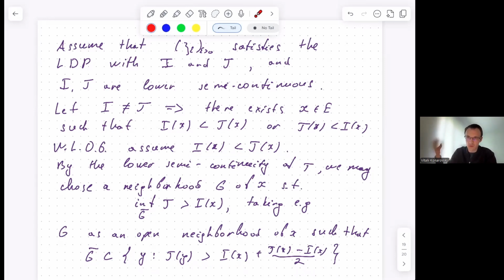For instance, you can work with balls. You can take a half of a ball, and then the closure of this half ball will be in a larger ball that is a subset of this set.